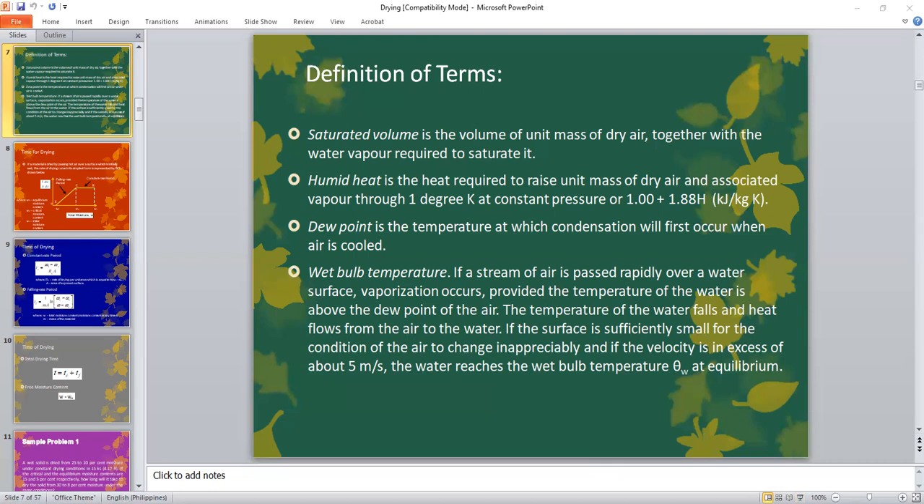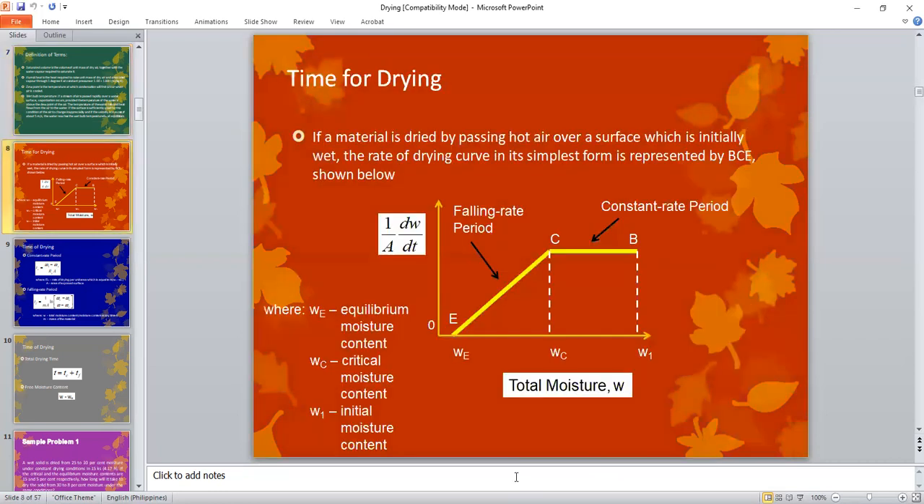Now let me see if it's working already. Can you see the slide? Time for drying. Just definition of terms, miss. Anyway, it doesn't project. So I'm not comfortable with the transition of the slides. It's as if I'm just reading them if it's in this particular mode.